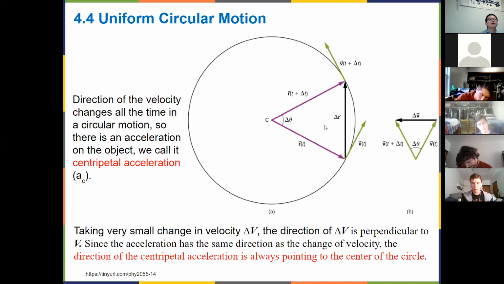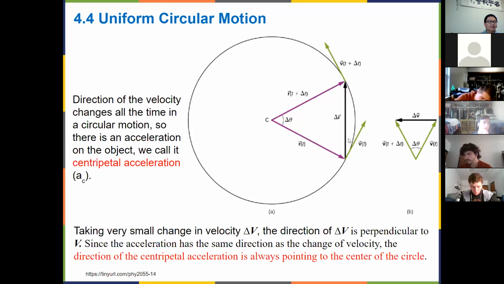So in that case, the object in uniform circular motion will have an acceleration, because the direction of the velocity is changing. So then velocity is changing, and it will have an acceleration. But the change here is not in the magnitude of the velocity. It only changes the direction.